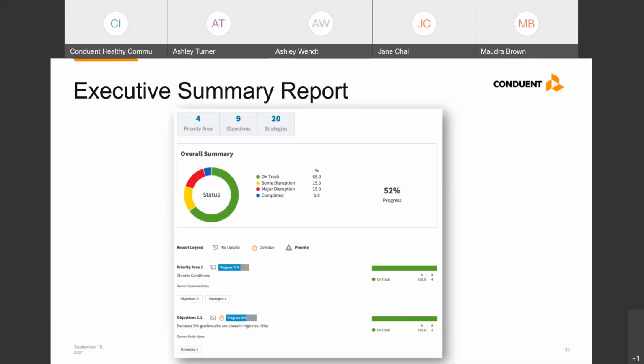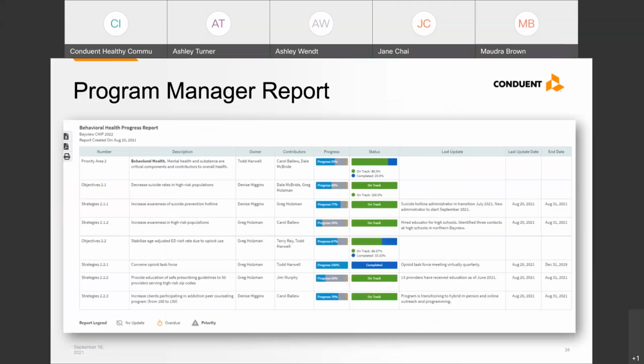Here's another example of a report that a program manager may find useful. This report allows the manager to track the status of each project by showing clear owners and contributors, the progress and status of each strategy, objective, and priority area, details of the last update entered as well as the date of entry, and the expected end date for each strategy.